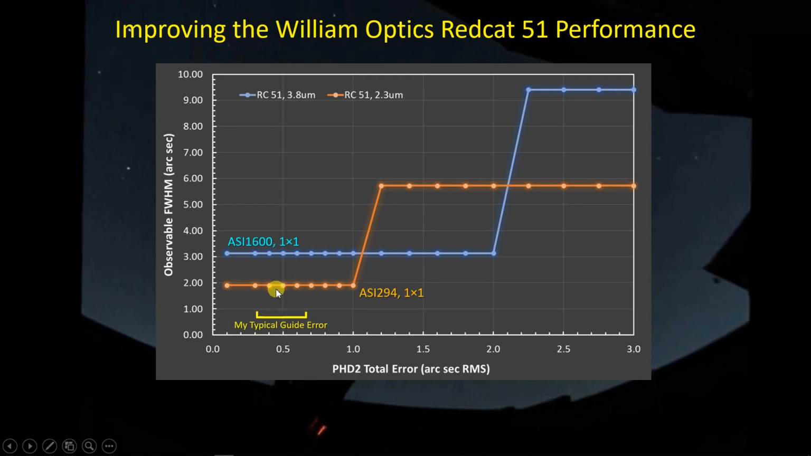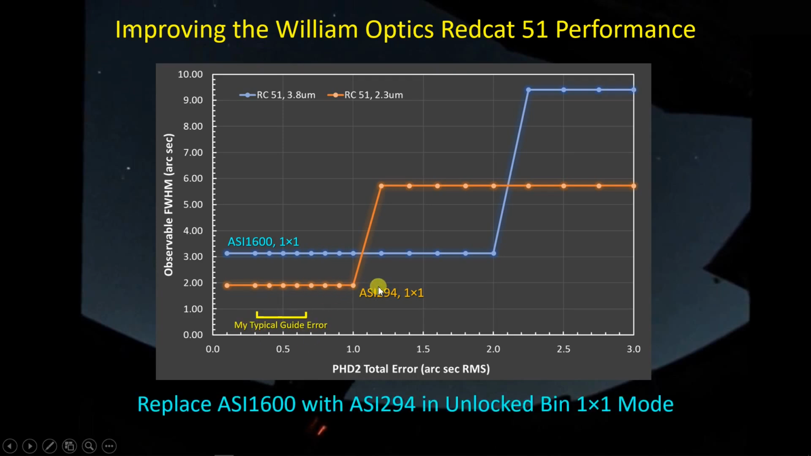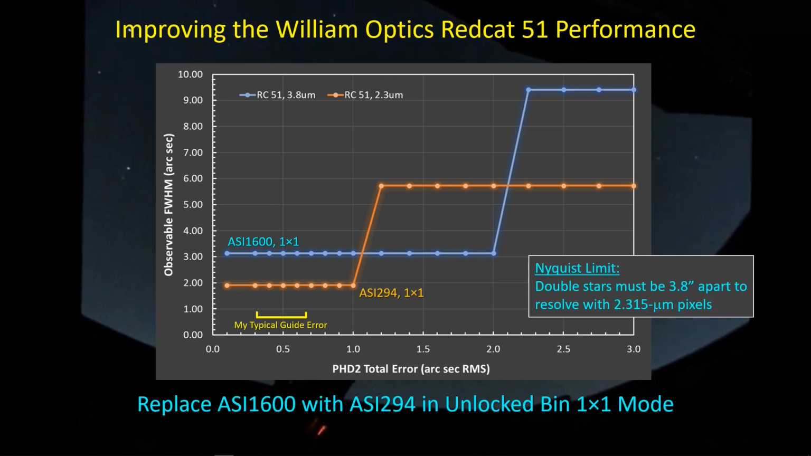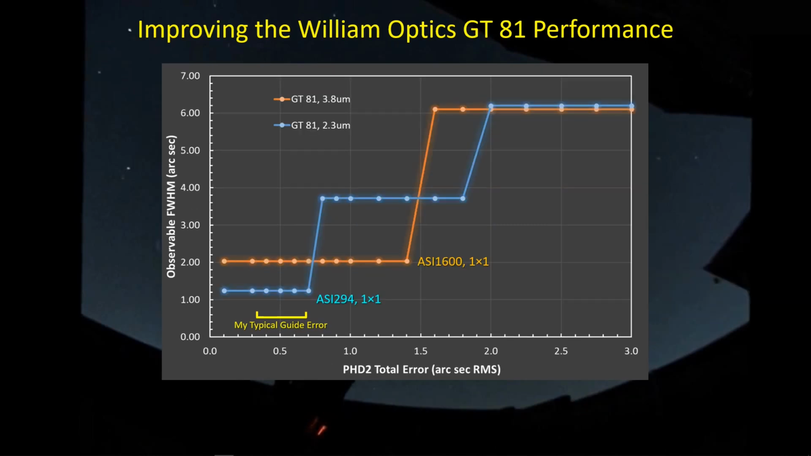I could improve the resolution in terms of full width at half maximum, and also in terms of the Nyquist limit, at the cost of getting a little bit more sensitivity to guiding performance, but still I'm quite comfortably outside my typical guiding performance, so this makes all the sense in the world for this particular telescope. Now, the Nyquist limit is still going to control here. The double stars that we were talking about before have got to be 3.8 arc seconds apart to resolve using a 2.31 micron pixel. The story is very similar for the GT81 as well.